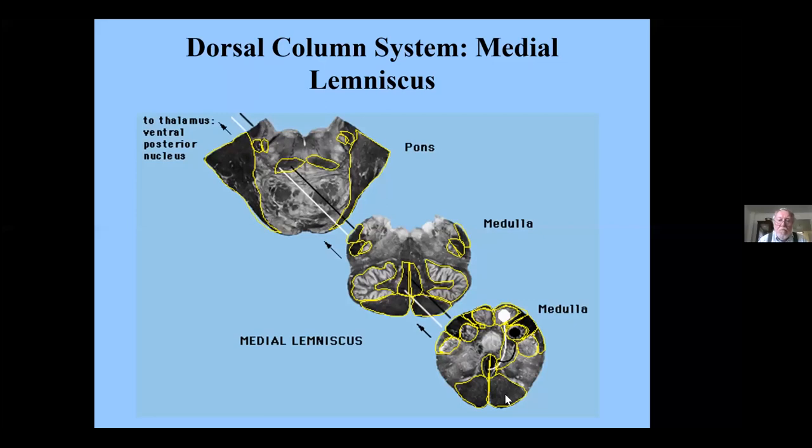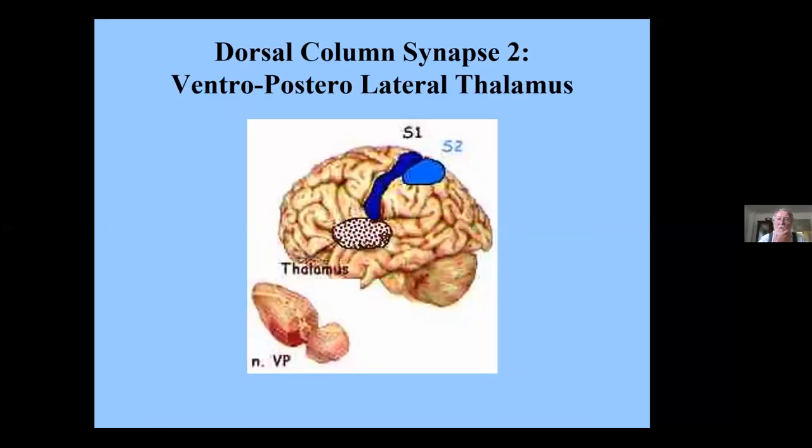So there we are with the medial lemniscus. And now let's look at synapse number 2. The VPL nucleus of the thalamus is going to project up to something called S1, which is primary somatosensory cortex, and then S2, which is called secondary somatosensory cortex. S1 is obviously the postcentral gyrus. S2 you can find in the superior and inferior parietal lobules, mostly on the superior surface.